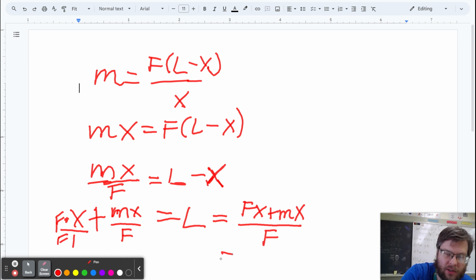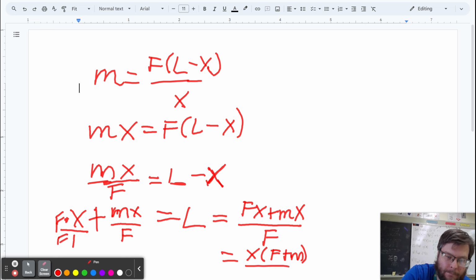One last thing you can do is notice that both terms on the top have an x in common. So you can factor that out, and that would be x times f plus m over f. And that's what L equals.